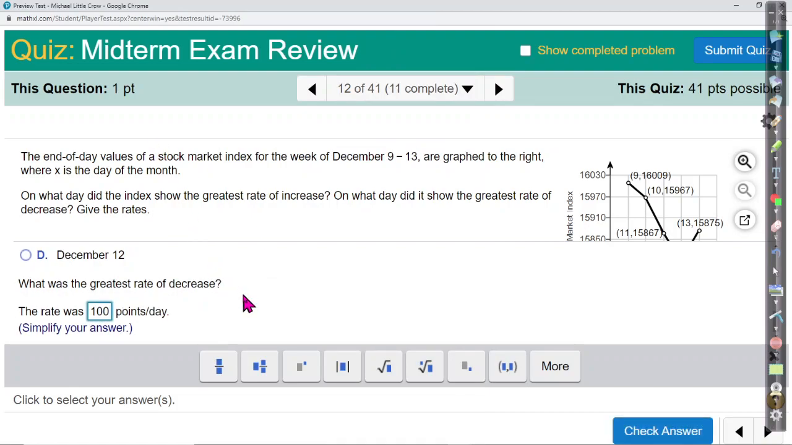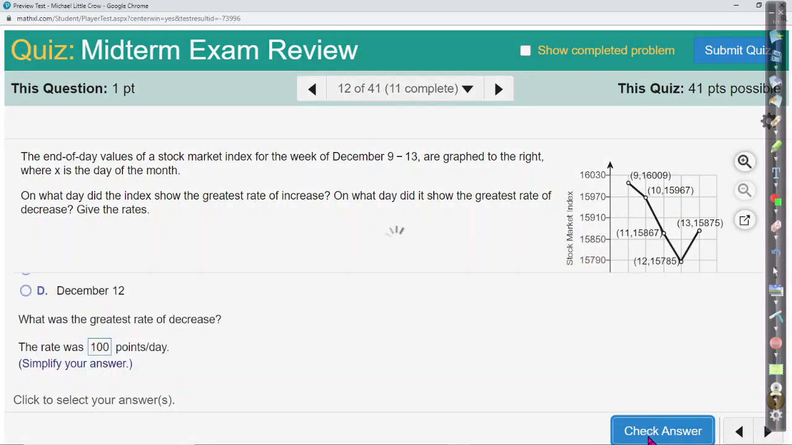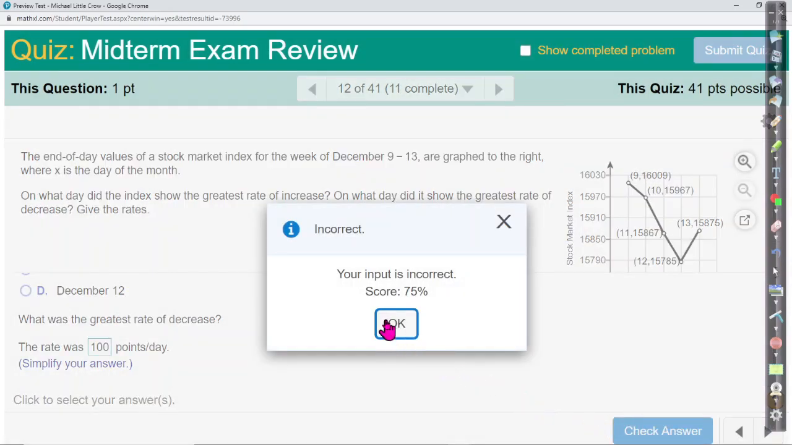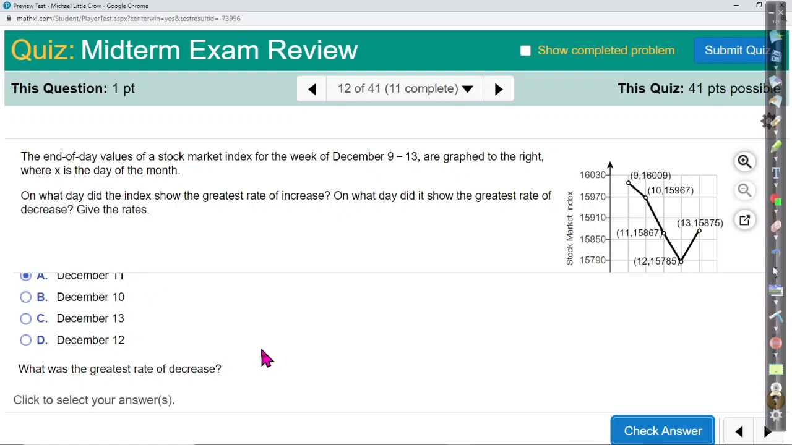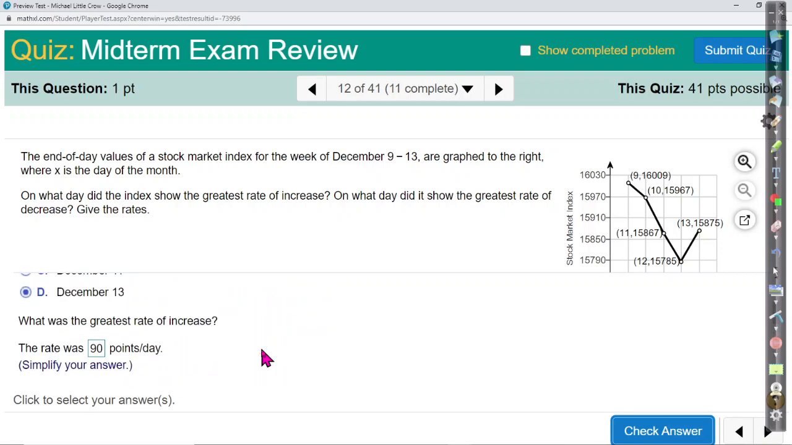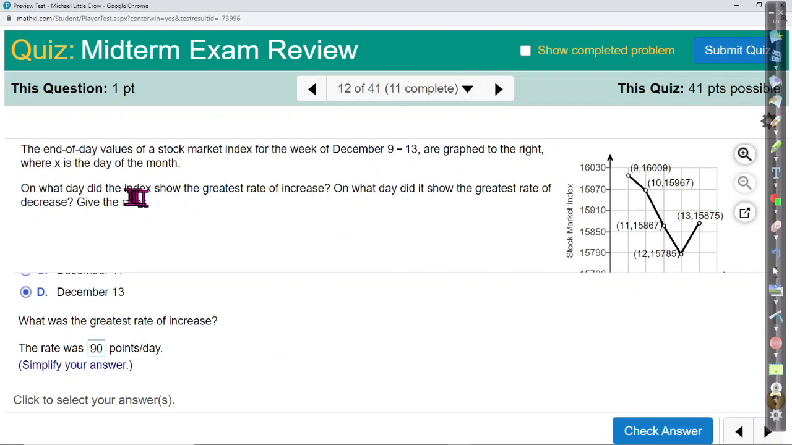Simplify your answer. I guess that's about as simple as it gets. Let's check it. Oops, I messed up somewhere. What did I do? On what day did the index show the greatest rate of increase? On what day did it show the greatest rate of decrease? Give the rates. 967, that's definitely 100. Maybe I messed up here. Is that 90? That looks like 90.